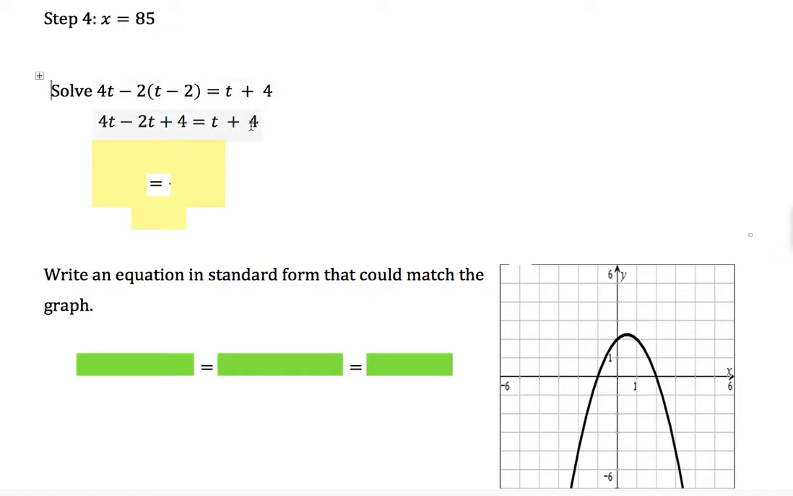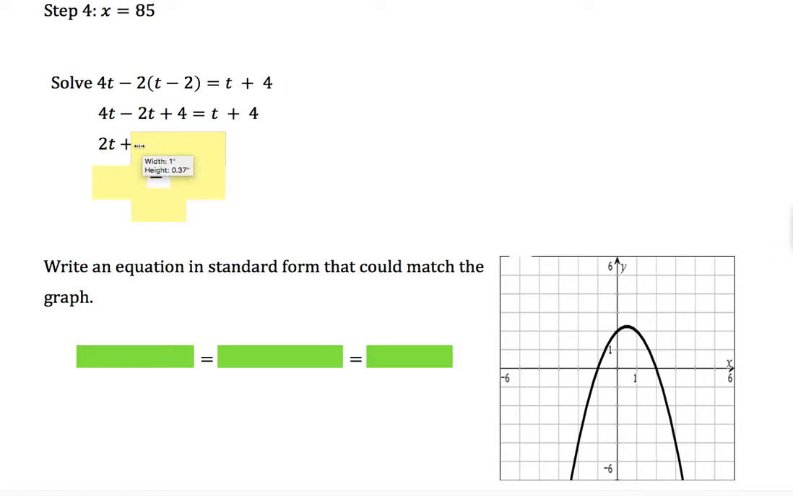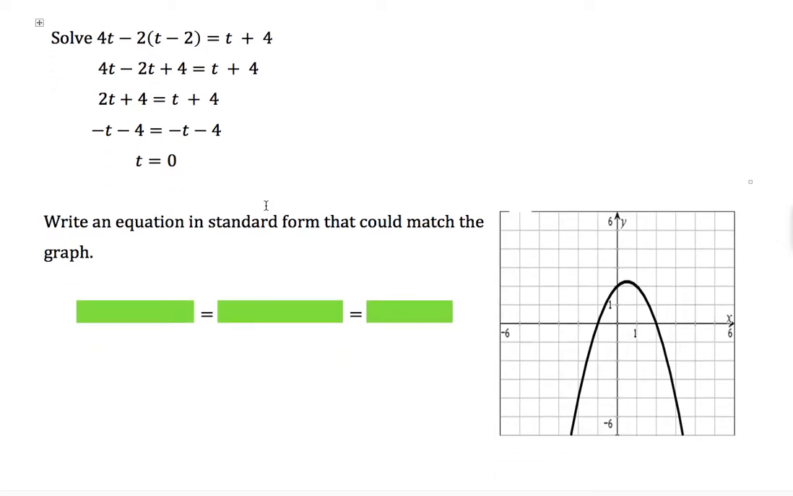and then on the other side I'm just left with t plus 4. Now I can combine like terms on the left side, so 4t minus 2t gives me just 2t plus 4, and then t plus 4 on the other side. Now I want to move my t over, so I want this t to be over here, so I'm subtracting t from both sides. I also want to take this 4 and move it over, so I'm subtracting 4 from both sides. 2t minus t is just t, and then over here on the right side of my equation, I have 4 minus 4. That gives me 0. So in this case, my t is equal to 0.